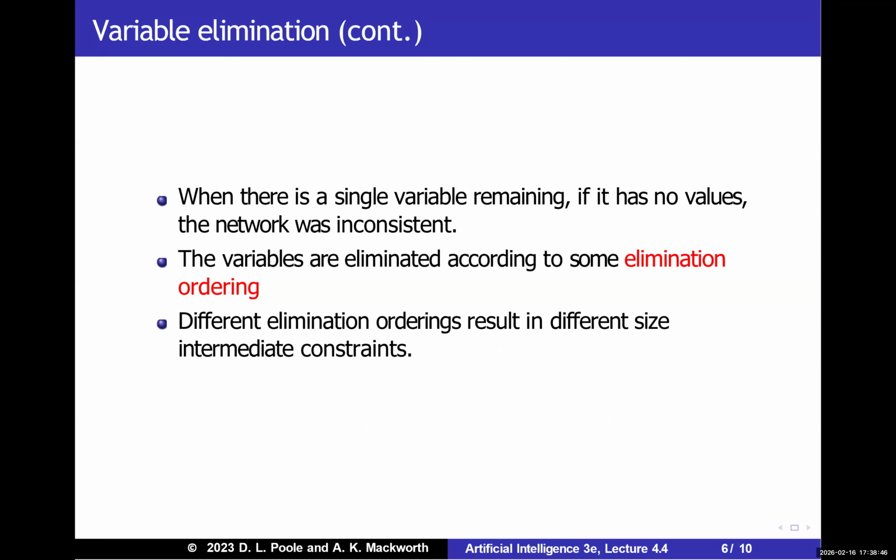And then when only one variable remains, we examine its domain. If the domain is empty, the problem was inconsistent. If values remain, we proceed backward to reconstruct consistent assignments for the eliminated variables. And an important detail is elimination ordering. The order in which variables are removed determines the size of intermediate constraints. Poor ordering can cause intermediate constraints to grow very large, making the problem harder. Good ordering keeps intermediate structures manageable and improves efficiency.